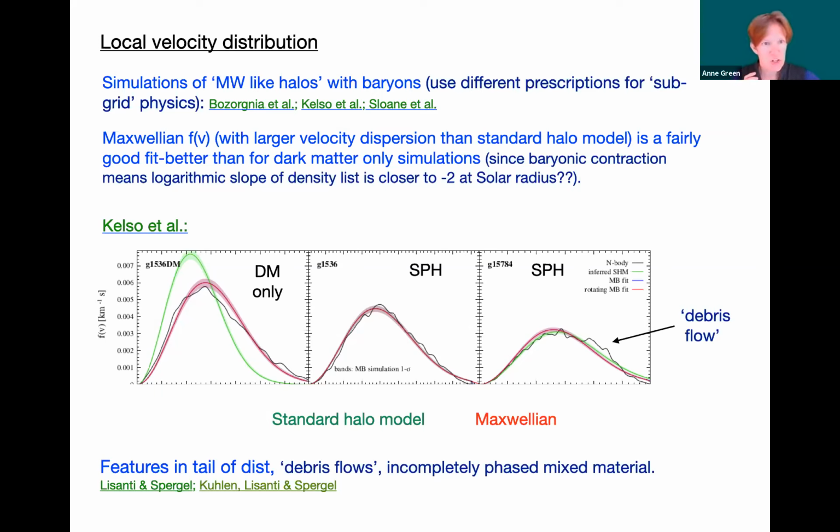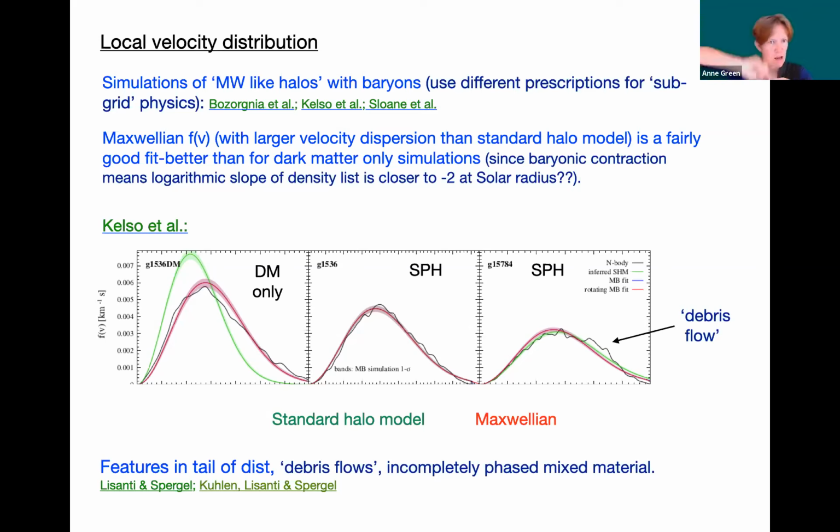However, there are deviations from it, in particular in the form of these wiggles, which vary in how prominent they are from simulated halo to simulated halo. In this particular case, they're really quite prominent: we've got this excess of high speed particles. These are what have been called debris flow. This comes back to the assumption that the Milky Way halo has reached a steady state, which isn't a good assumption.